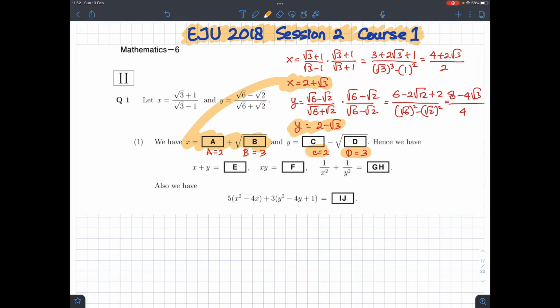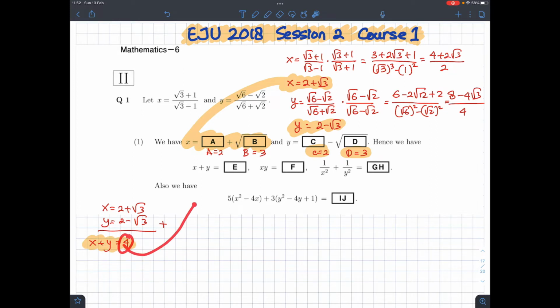I rewrite again. x equals 2 plus square root of 3 and y equals 2 minus square root of 3. Let's continue to the next question. They ask about x plus y. We just add these two, so 2 plus 2 becomes 4, and we cancel out this one because they have different signs. So x plus y equals 4.